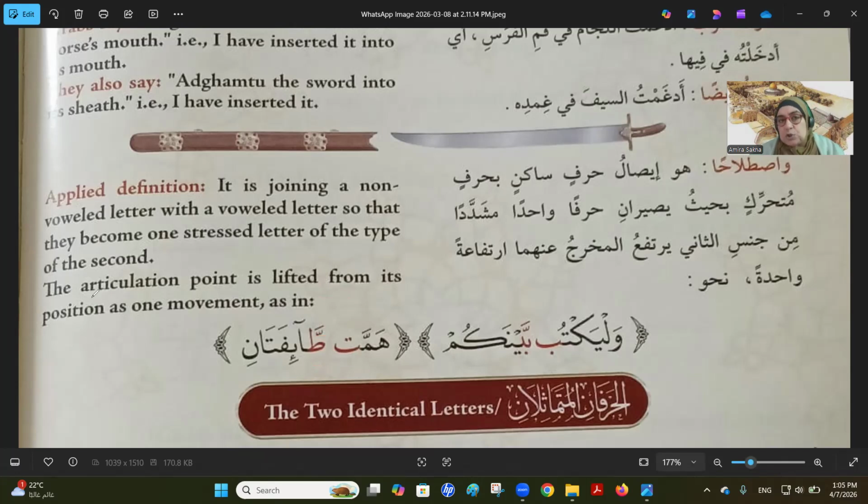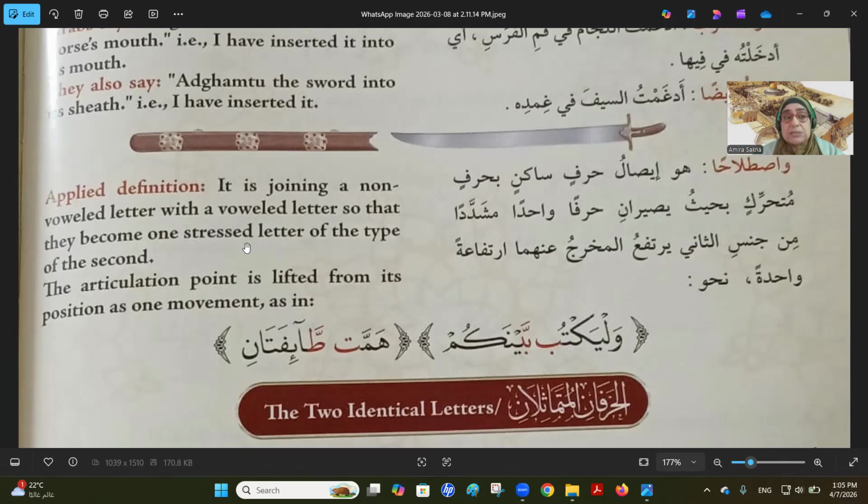And this is what we are going to use in this lesson, the meeting of two letters. We are going to either apply idgham kamil, full merging, or no full merging. In one case, we are going to apply idgham naqis, or not complete merging, and this will be completed in its place.